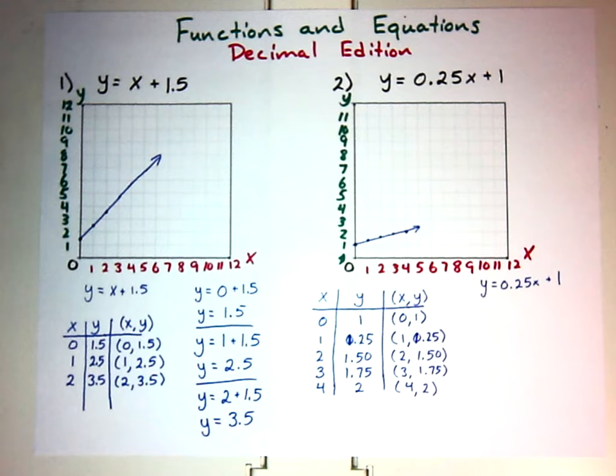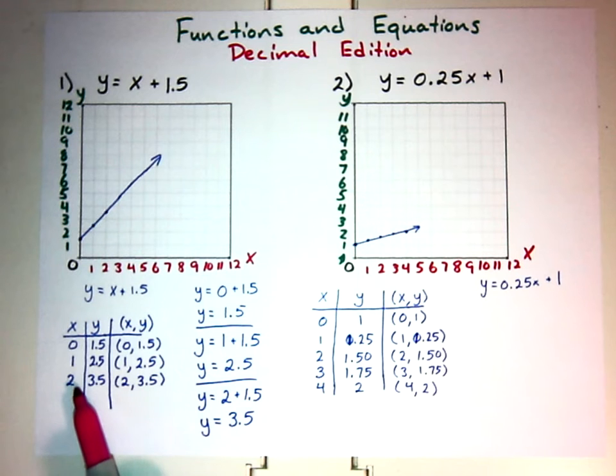For number 1, I have y equals x plus 1.5. Alright? So for this problem, what you're going to do is test values and plug them in just like you would for any normal problem. The only tricky thing is that it has decimals in it. Okay? So I have here a table. In this table, I'm testing 3 different values. I'm going to test 0, 1, and 2.